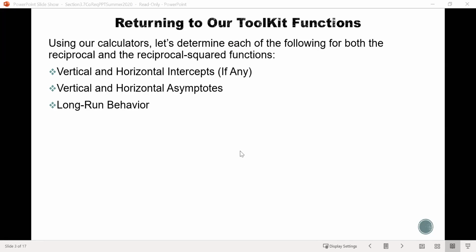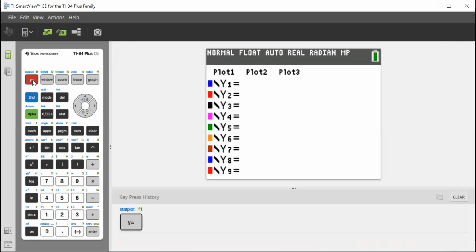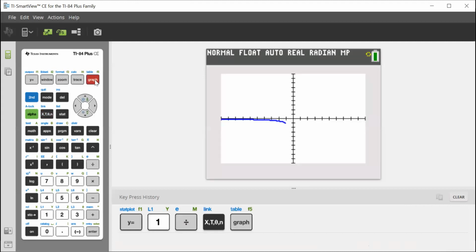We're going to go to our graphing calculators here. And we'll start by graphing the reciprocal function. So I'll go into my y equals, do my 1 divided by x. Remember the reciprocal function is 1 over x. If I graph that now, we see that it has something that looks like this.